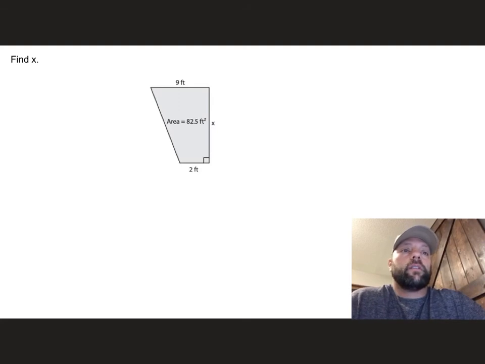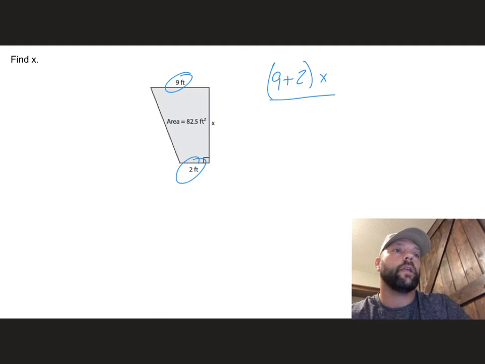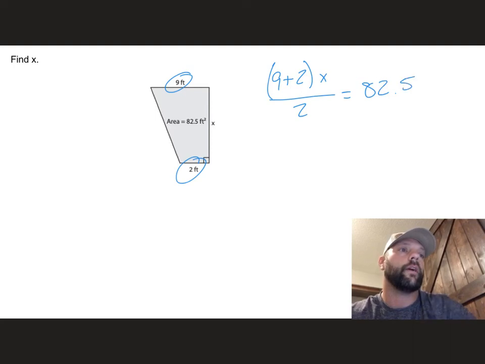All right, here is our final example that we're going to take a look at. I'm going to add my bases together. So 9 plus 2, and then that's going to be multiplied by x. And again, we're going to divide by 2, and that's going to equal 82.5.